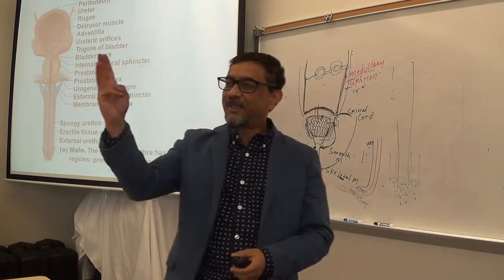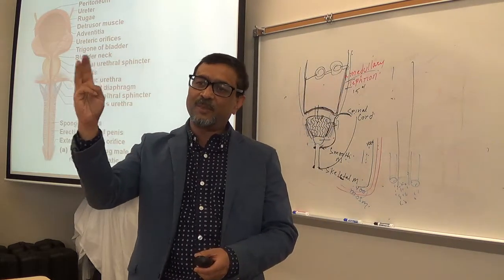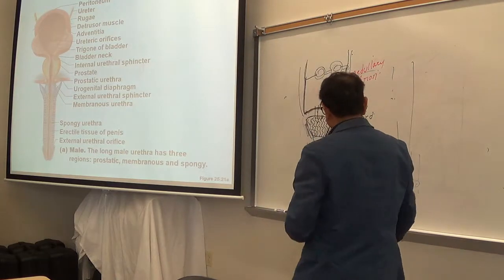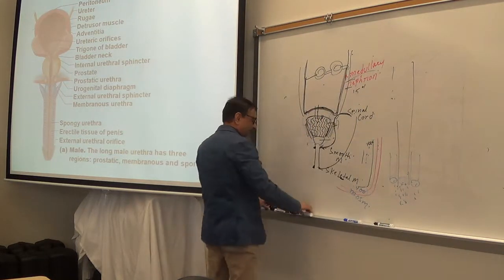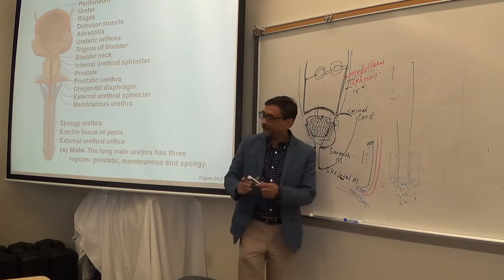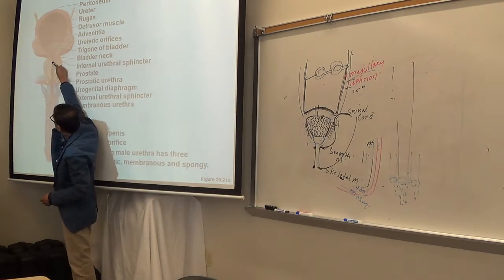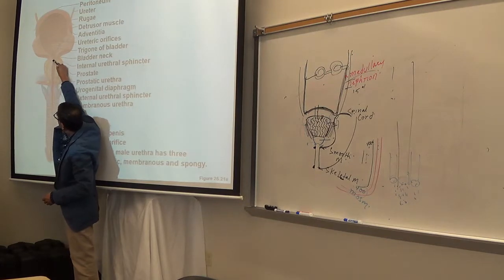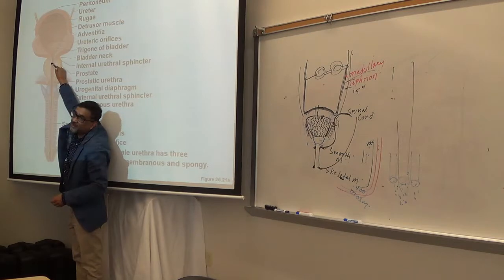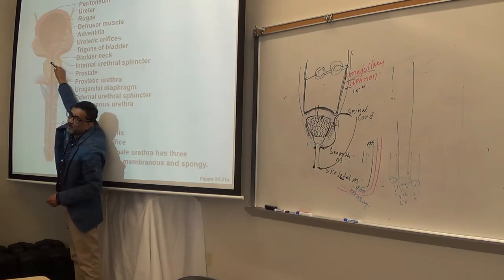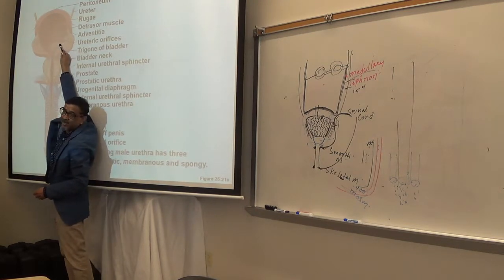There are 3 different epithelial linings in the male urethra. First part, this makes sense. You will understand why 3 epithelial linings. This is the very first part of the urethra. This part has transitional epithelial lining. Why? Because the urinary bladder has transitional.